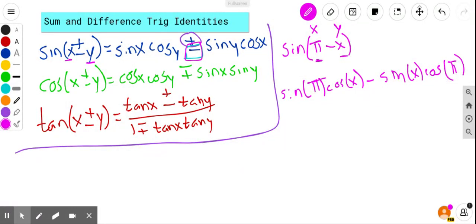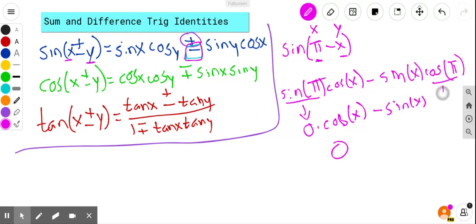All right. So now I just have to do a little bit of evaluation. I know that sine of pi is 0. So it's 0 times cosine of x, which is just 0 anyways, minus sine of x times cosine of pi, which is negative 1. So negative times negative makes it positive. So it turns out this should equal sine of x.